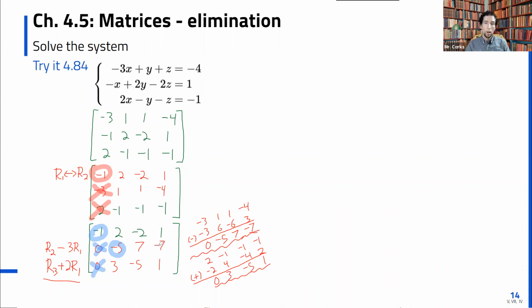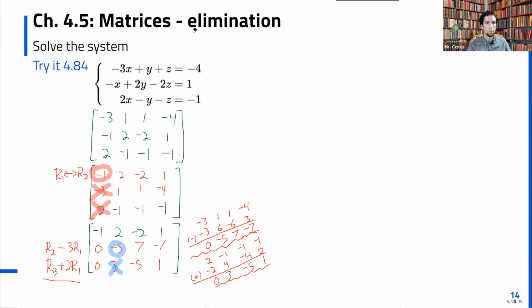So for now, let's skip the turning it into a 1 part. That would be nice, but it doesn't seem to work out nicely here. We can just prioritize eliminating down. That's the main thing to do. Turn everything below that position into a 0. So let's set that as our next goal here.